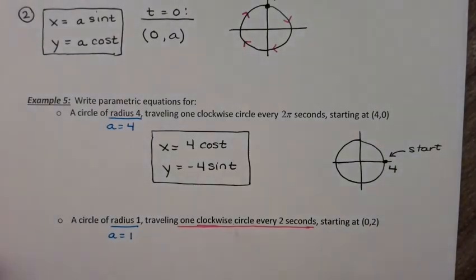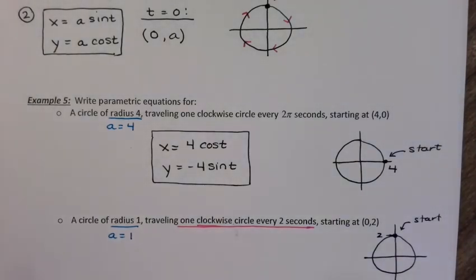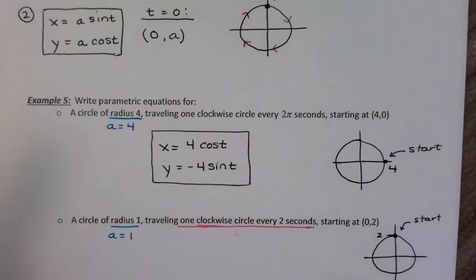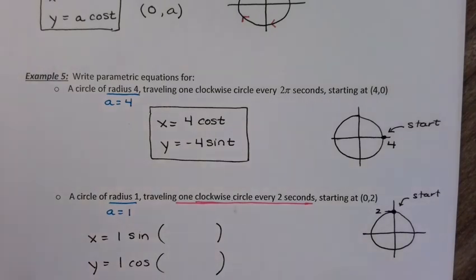And then also, starting at 0, 2, I want to start up here. So this time, since I want to start on the y-axis, the second option is my better choice. I'm going to base everything on this. I already know that a is 1, so let me start with that. 1 sine, and I'm going to leave this for now, and y would be 1 cosine. That gets me the radius, and it also gets me the correct starting point.